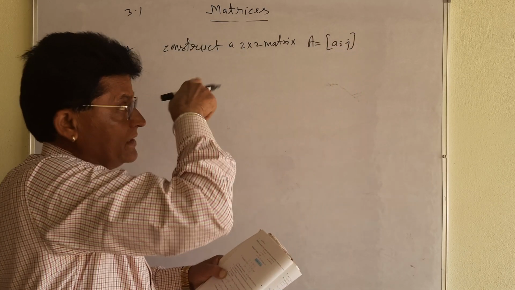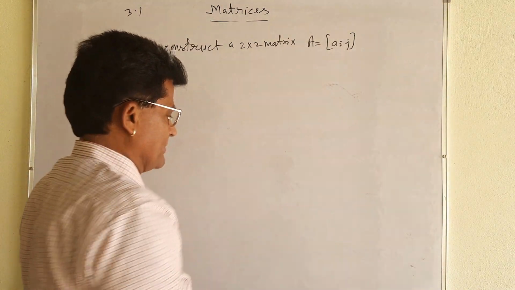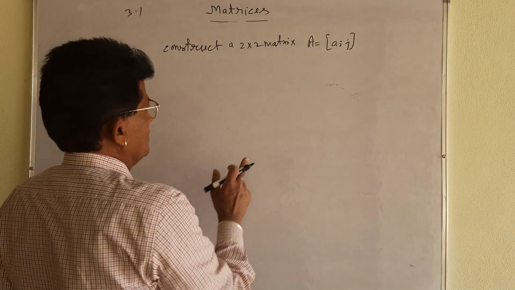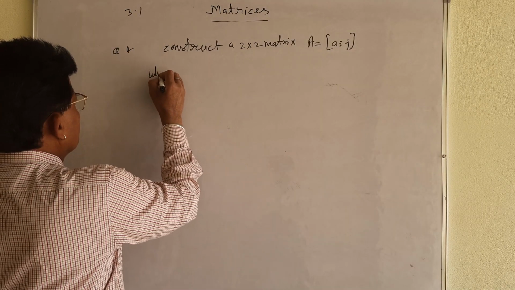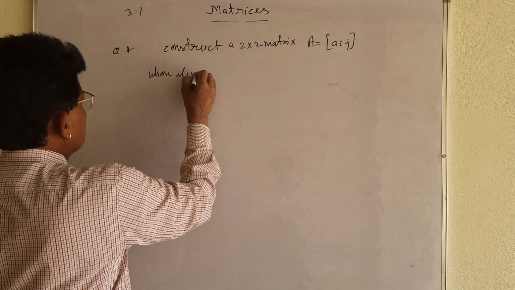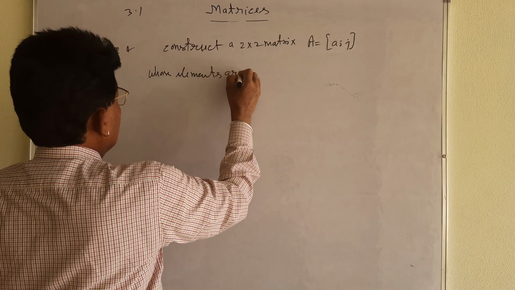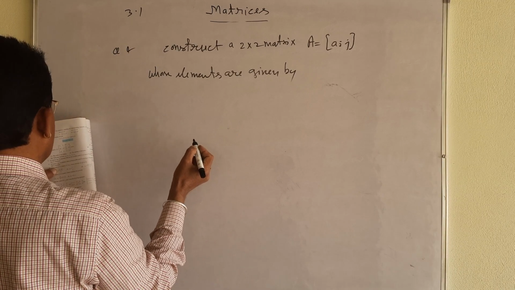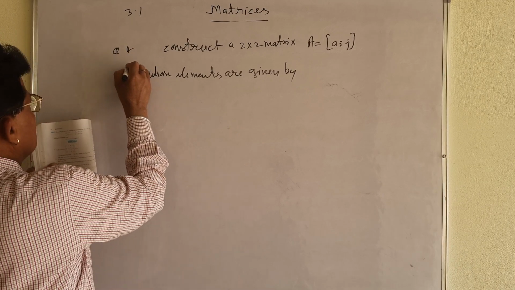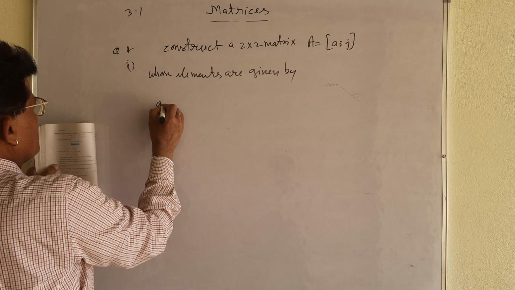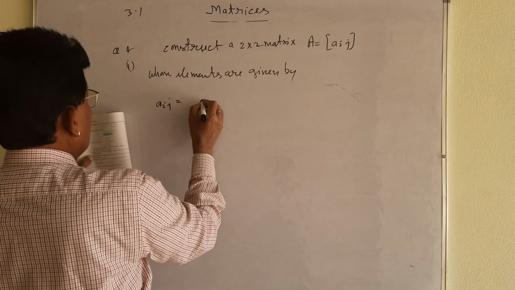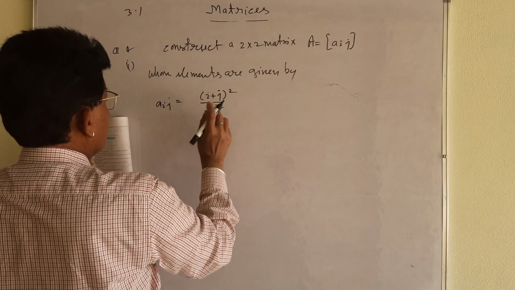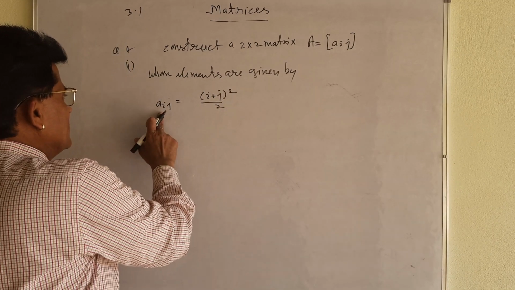This is the thing I just told you: the standard short form of the matrix, whose elements are given by the first part: Aij equals (i plus j) squared by 2. You will take the elements Aij from here.